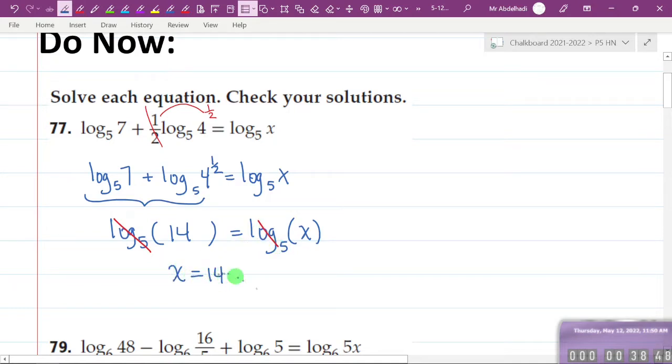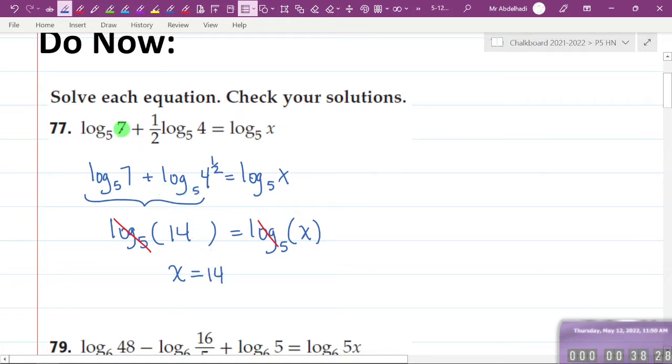Now it says check your solutions. Let me be clear about something. When they say check your solutions with regards to logarithms, you're checking the domain. You're not checking to see if the right and the left equal each other. Little different of a check. So what we're doing here is we're going to take the 14 and plug it into all the logarithms and make sure the 14 doesn't crash any of the logarithms.